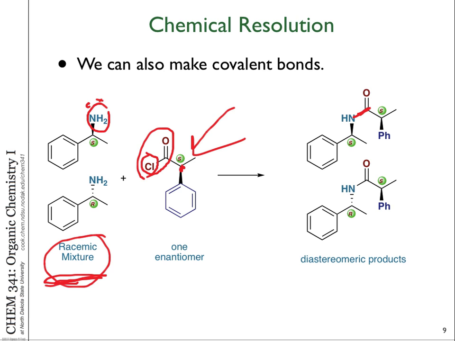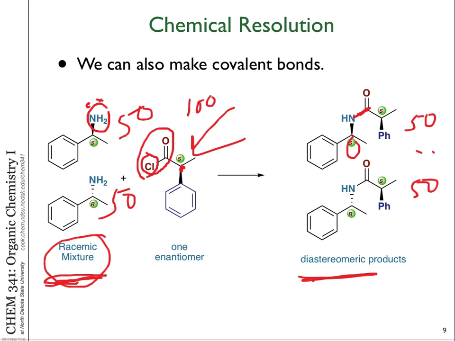So if you have a 50-50 mixture and react it with 100% of this, what you get is a 50-50 mixture of diastereomers. They're no longer enantiomers because it's SS versus RS. One configuration stays the same, one is different. So now we have a 50-50 mixture of diastereomers, but they could have different physical properties. Just like the salts might have different solubilities, these might have different physical properties that we could use to separate them. And so that's something else we could do to resolve these enantiomers.